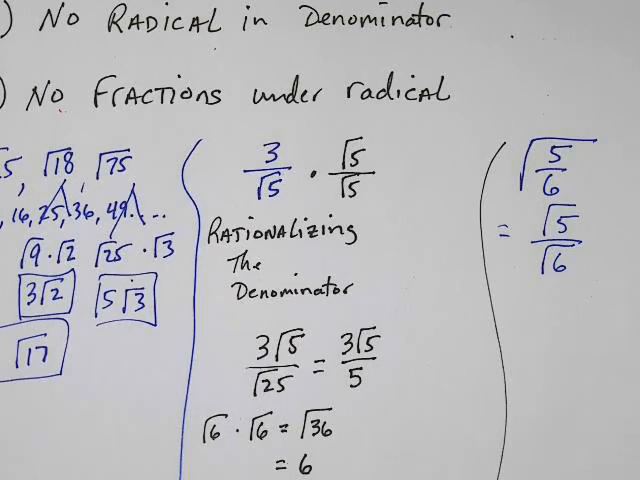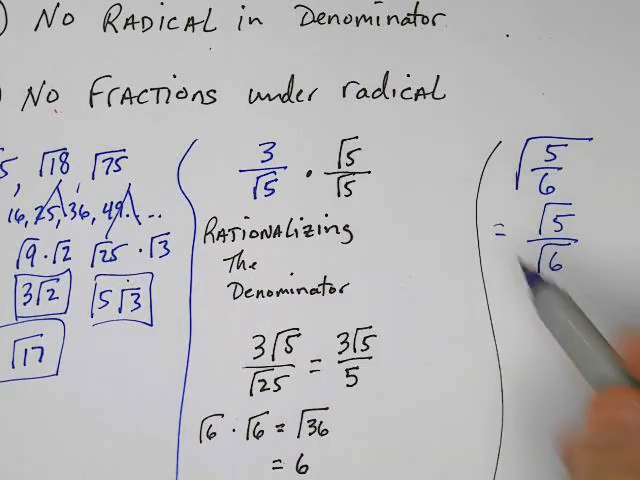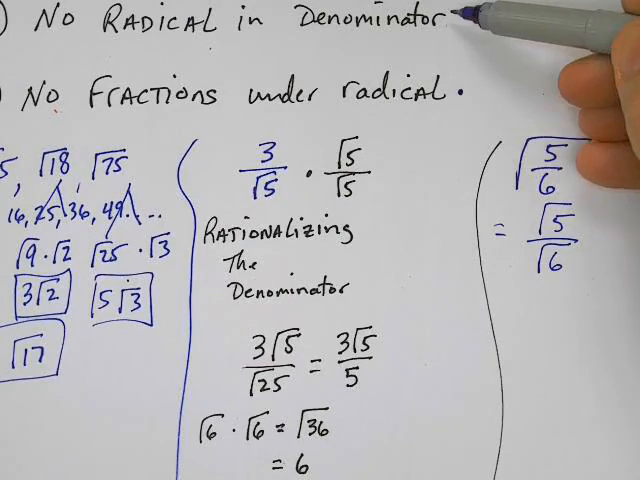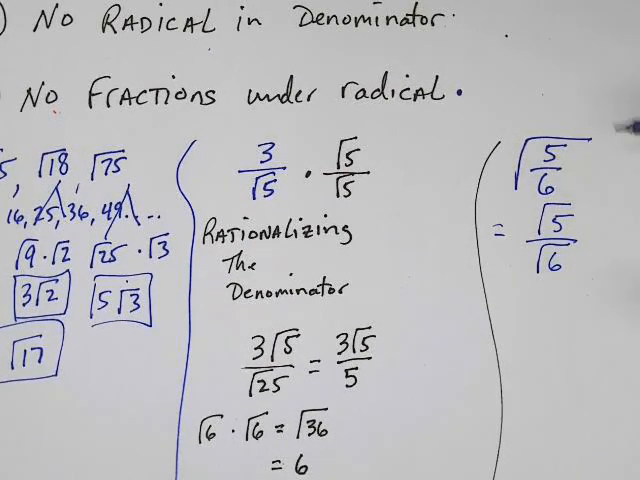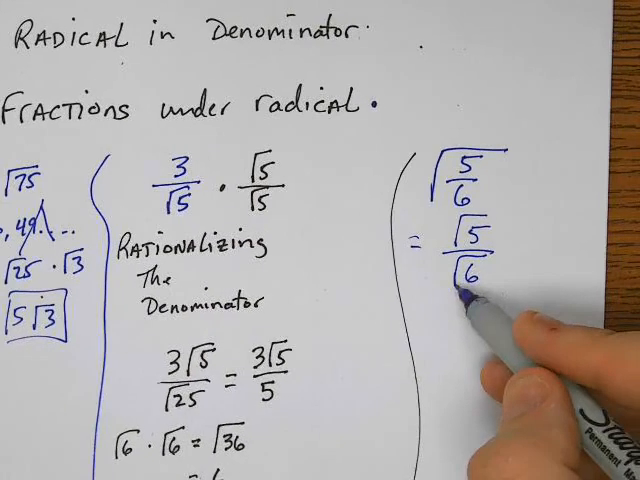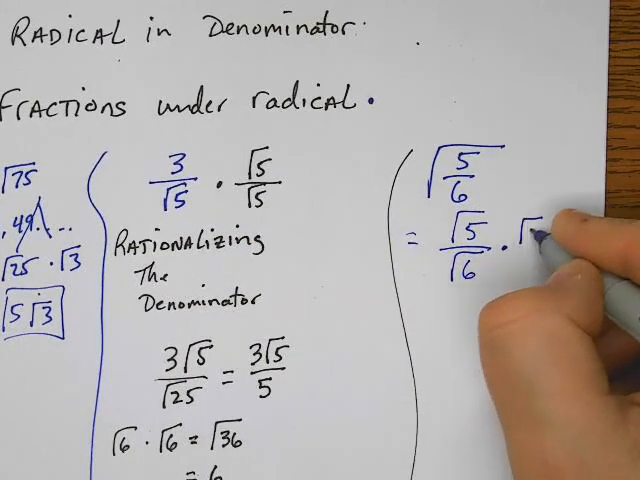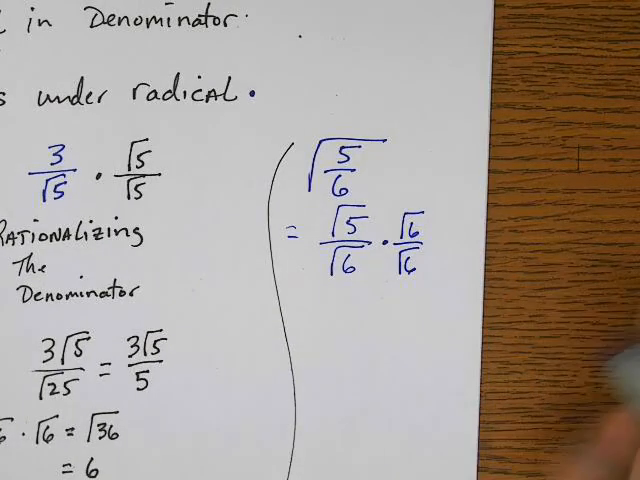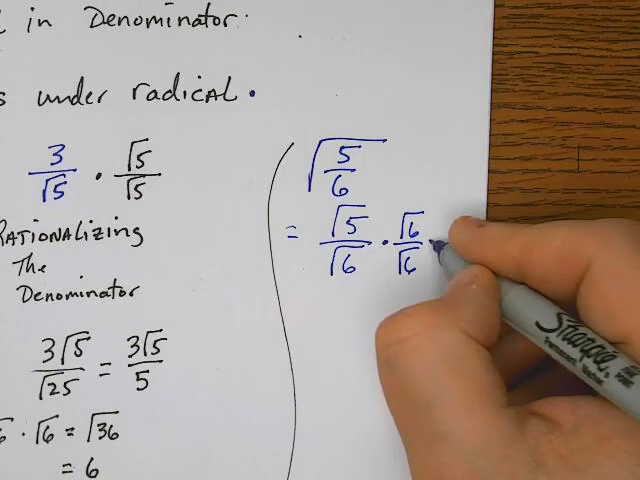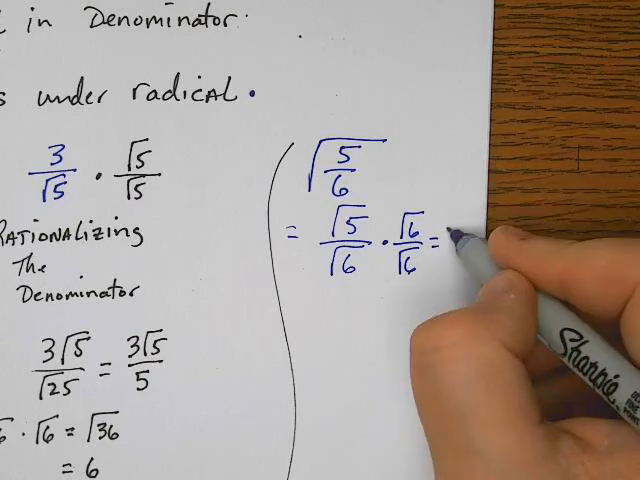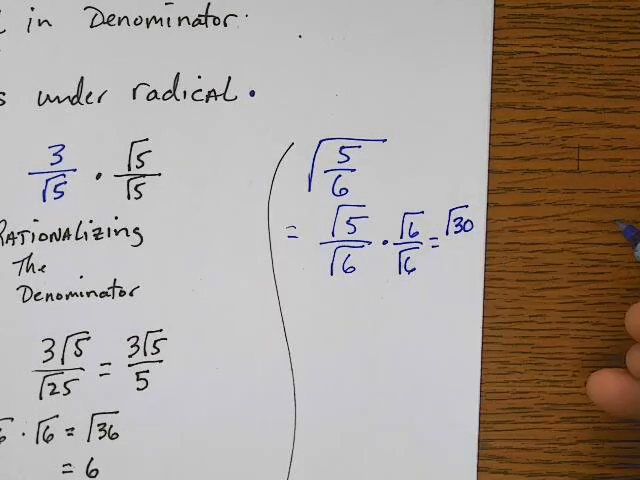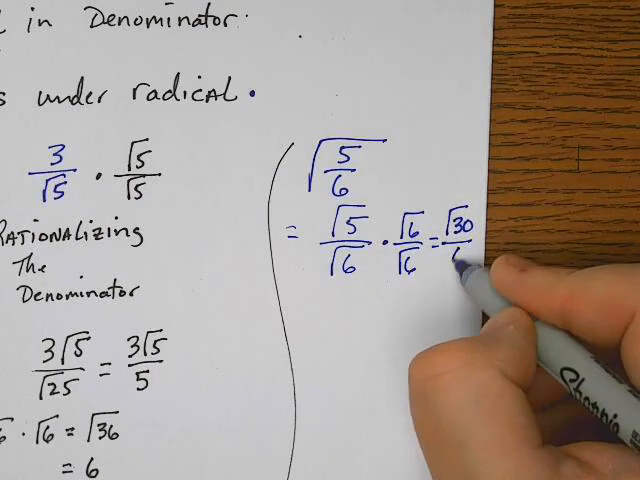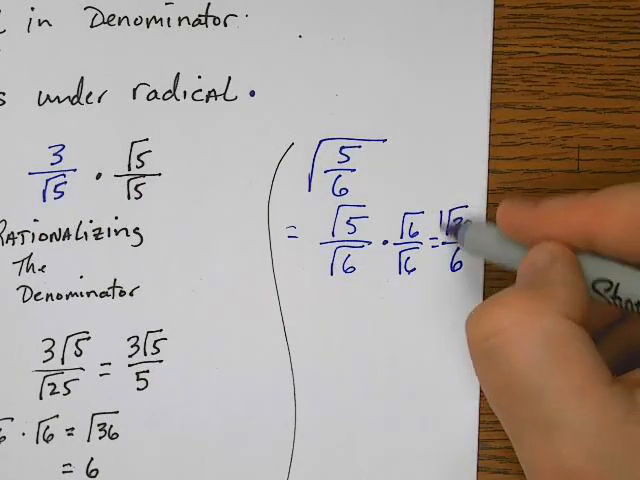Now, that's not simplified because we have a radical in the denominator. So the second rule is not satisfied. How do we get rid of that radical in the denominator? We just learned. Multiply by the square root of 6 over the square root of 6. Is this a value of 1? Yeah. What's the square root of 5 times square root of 6? Square root of 30. And what's the square root of 6 times square root of 6? 6.